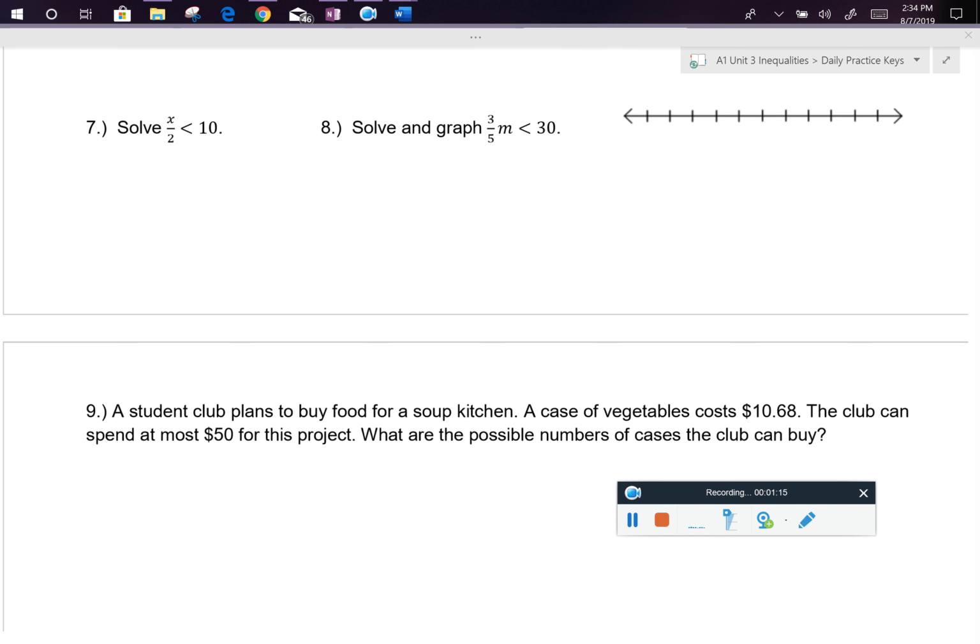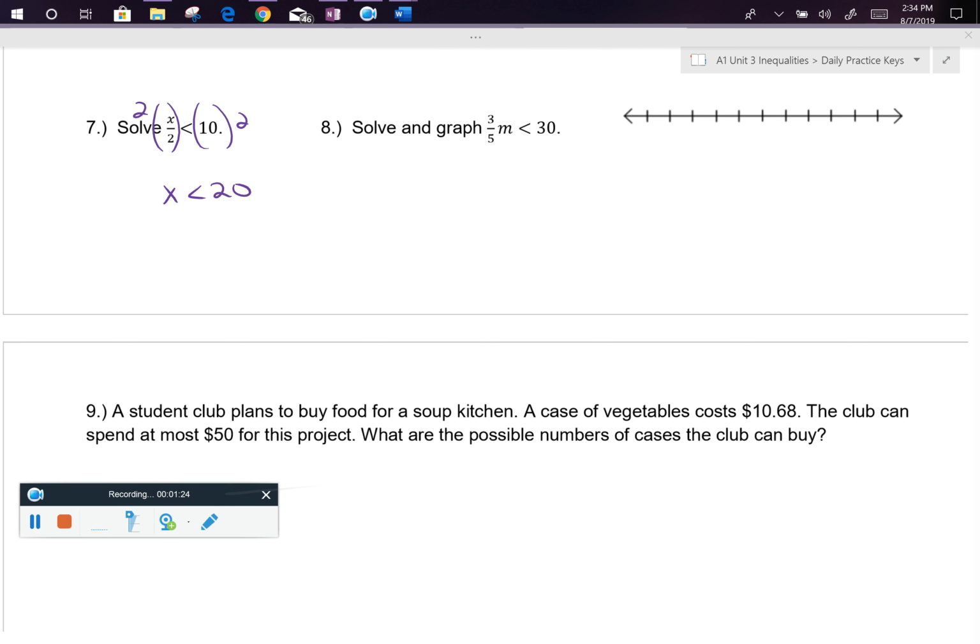To solve for x, we're going to multiply both sides by 2 since that is the opposite of dividing by 2. So x is less than 20. We did not flip the inequality because we were multiplying by a positive number.